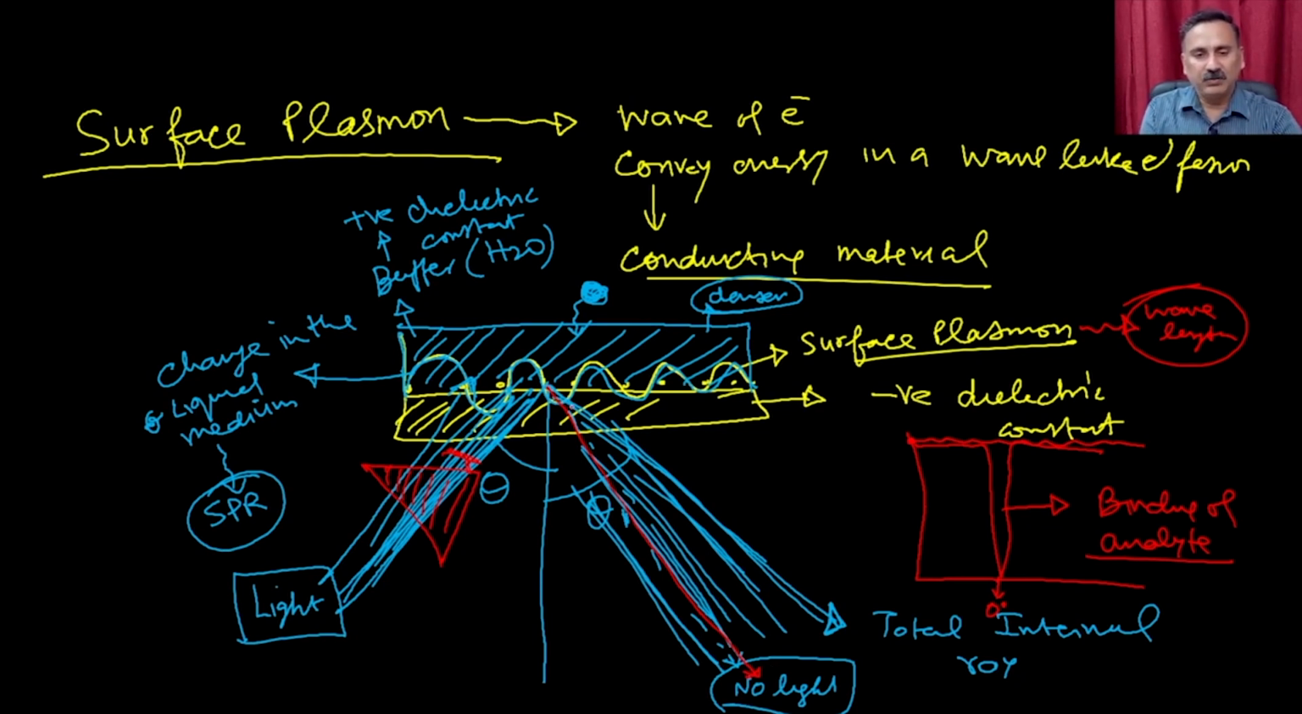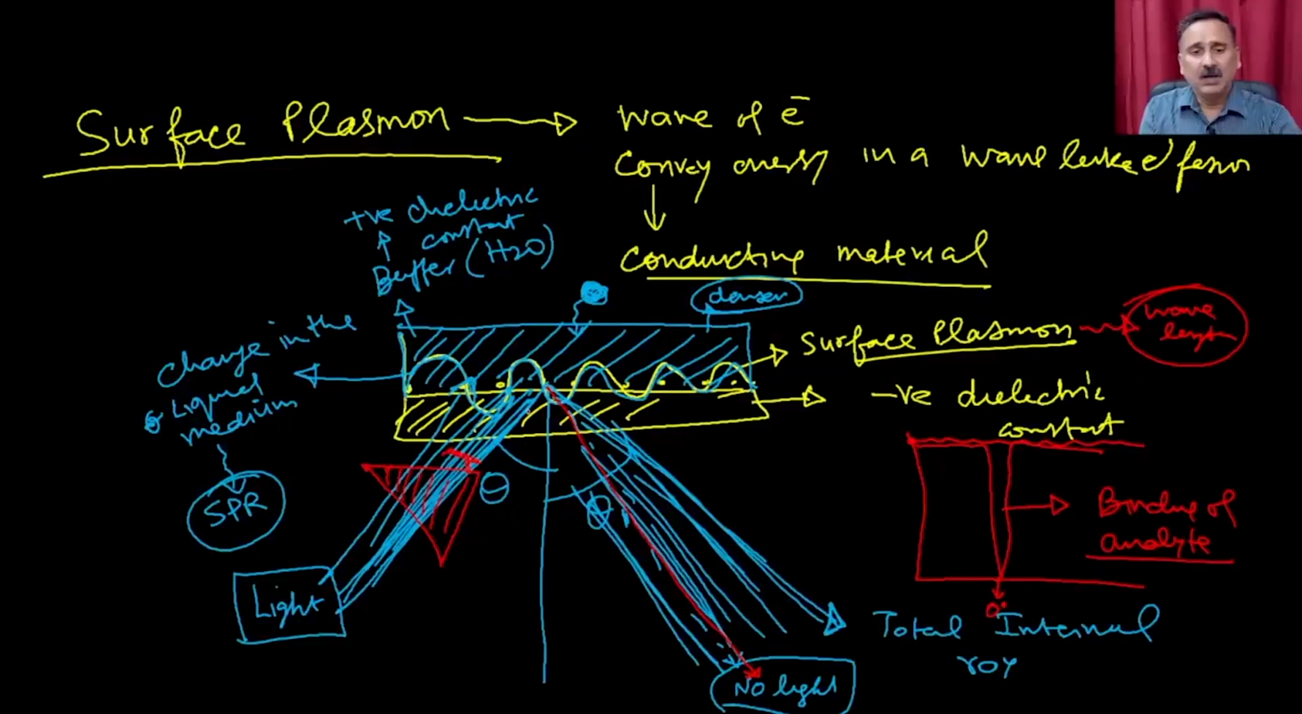Otherwise you will see total internal reflection, and because of that the complete light is going to get reflected. So it's like you have a beam of light, and within that beam of light there will be an absence of light. That absence of light will happen only when the wavelength of the surface plasmon is of the same order as the wavelength of the light you are illuminating with.